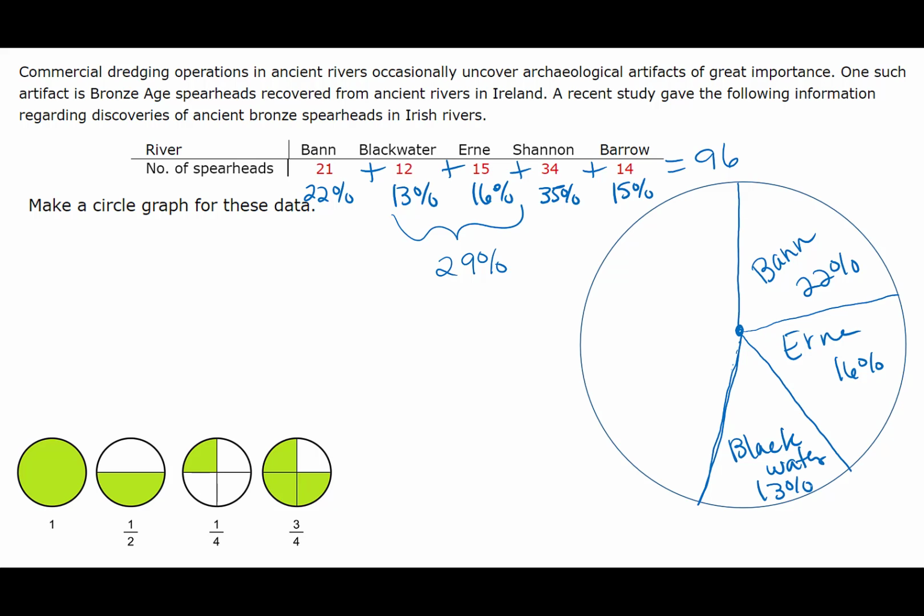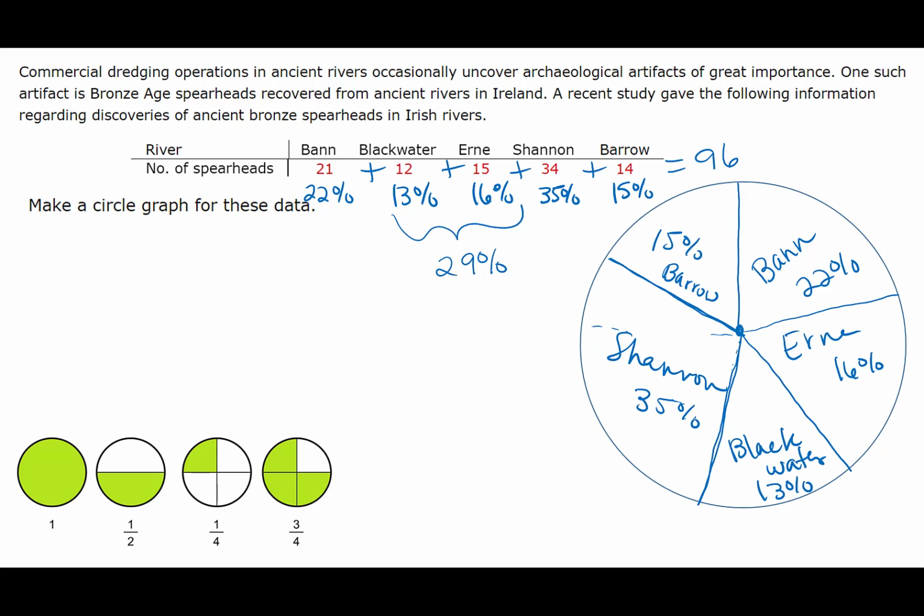All right, so now we have two left. We have 35% and 15%, and then we have roughly 49% of the graph left. And so I do know that straight across, that would give me a 25% section. And so I could go slightly smaller, and I could name that one 15%. This is 15%, this is River Barrow, and then I'm going to call this larger piece River Shannon at 35%.